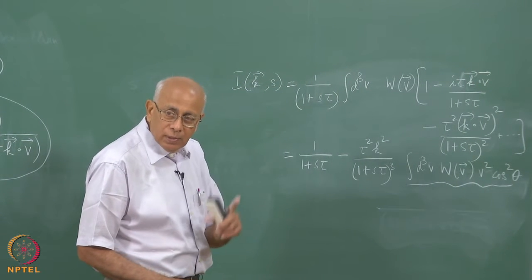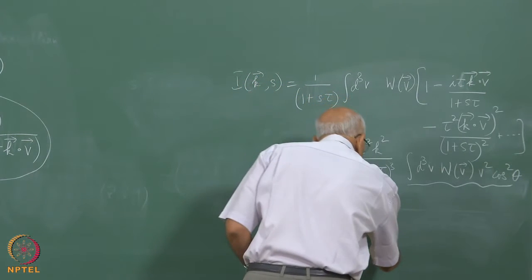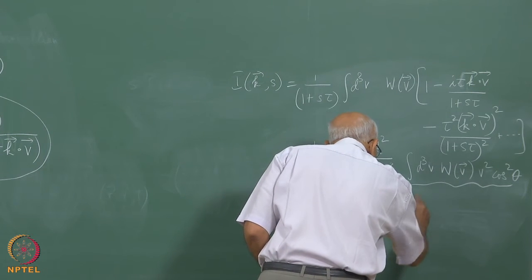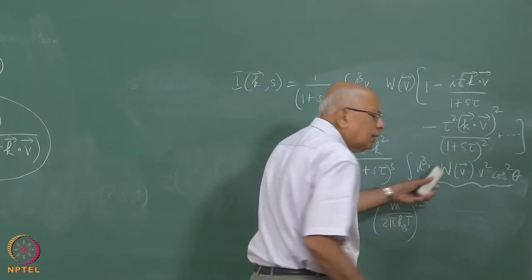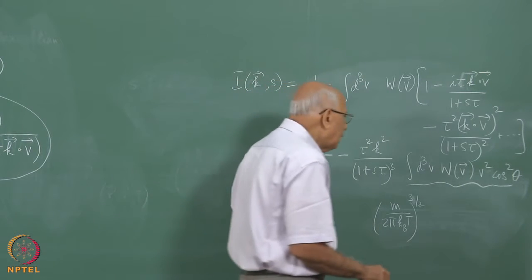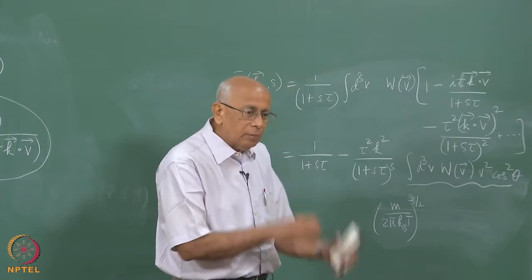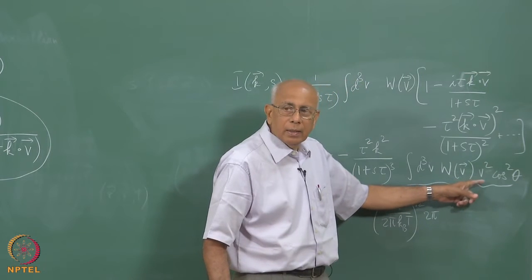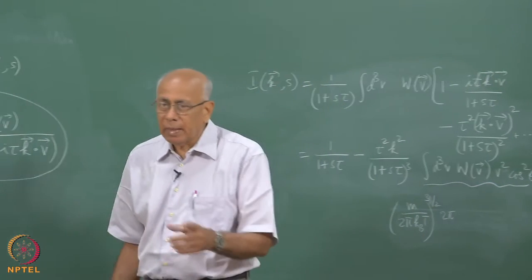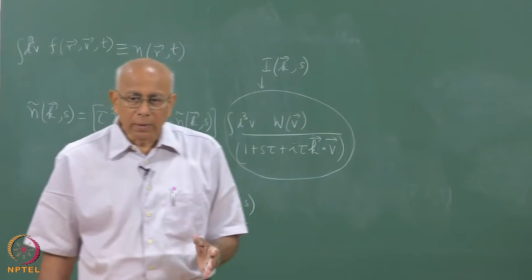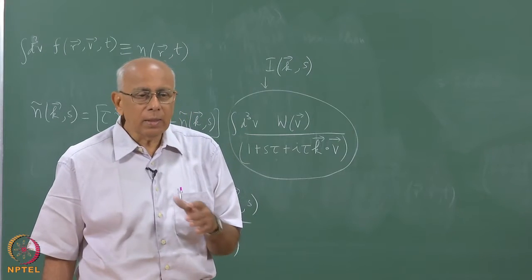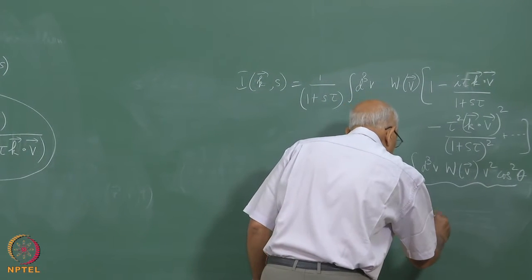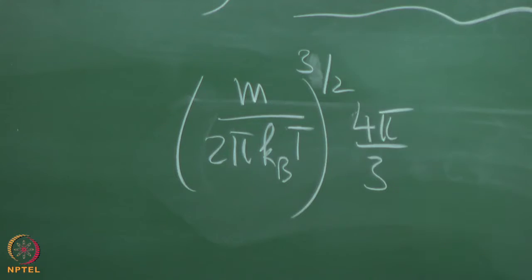There's first of all in the phi direction a 2 pi. So first of all this fellow is (m over 2 pi k Boltzmann T) to the 3 halves. That's the normalization of this W of v. And then there's a v squared dv and then there's a 2 pi from the phi integration. This is v squared and cos squared theta, and cos squared theta is integrated from minus 1 to 1. So it's twice the integral from 0 to 1, divided by 3. So it's 2 over 3 times 2 pi, which is 4 pi over 3. It's obvious you're going to get 4 pi over 3, and all that is finished.